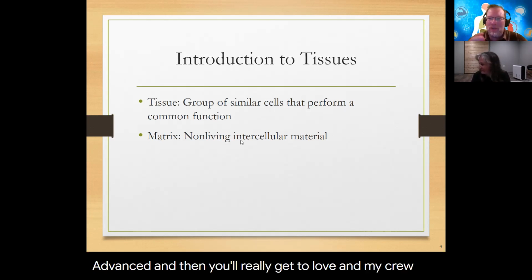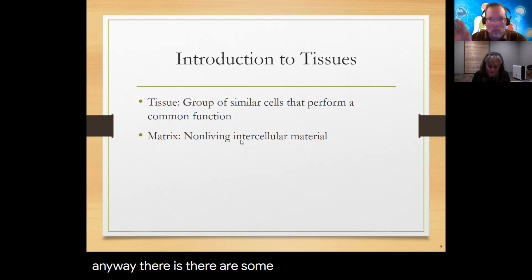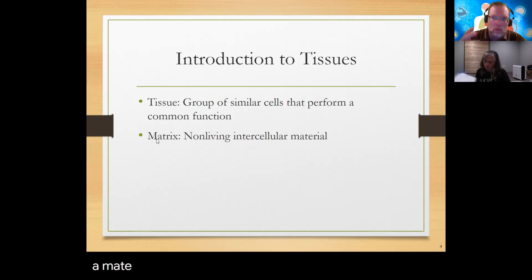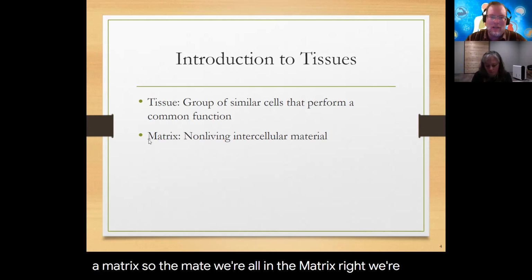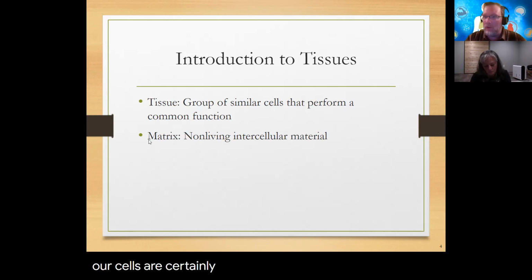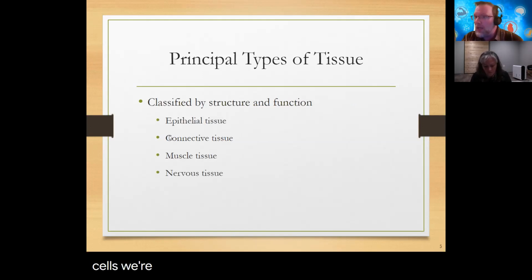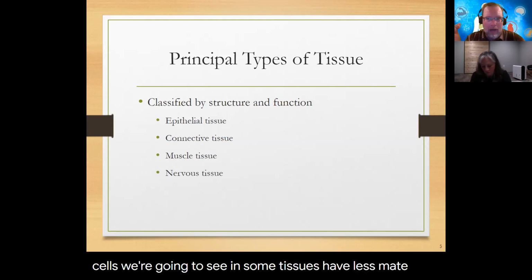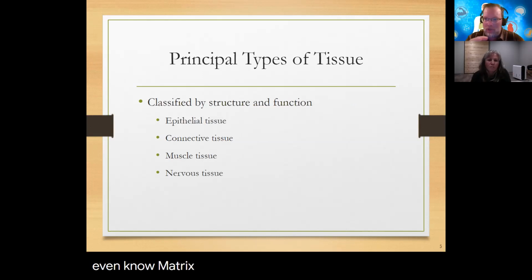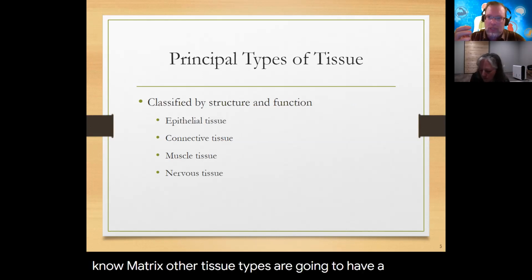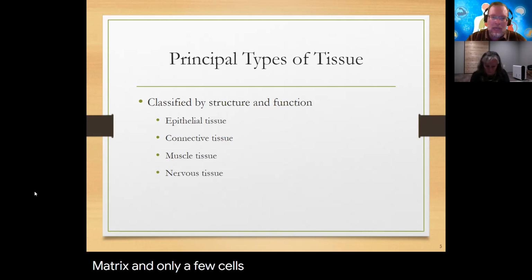So anyway, there are some additions though. It's more than just cells. We have the extracellular, right? The outside of the cell space. That's going to be comprised of what we call a matrix. So we're all in the matrix, right? All of our cells are certainly living within a matrix. Now, some tissues have less matrix or even no matrix. Other tissue types are going to have a lot of matrix and only a few cells. So we'll keep that in mind as we go.